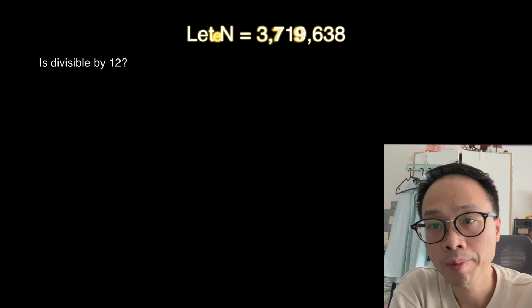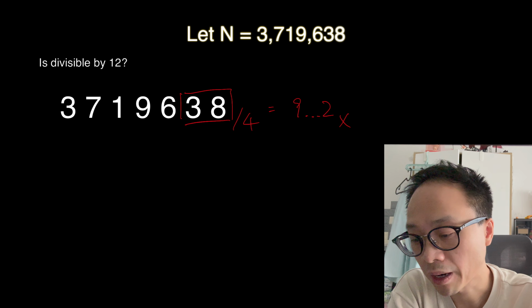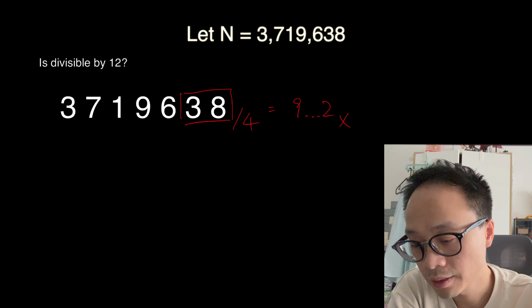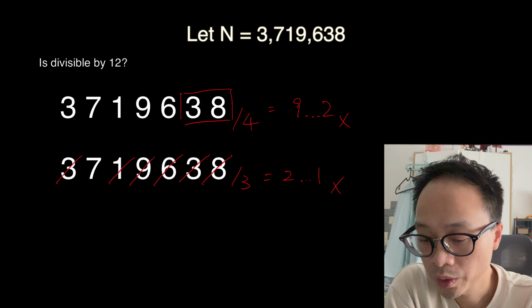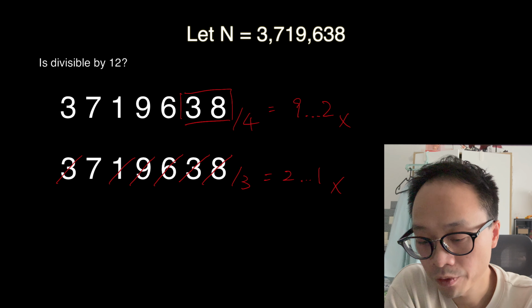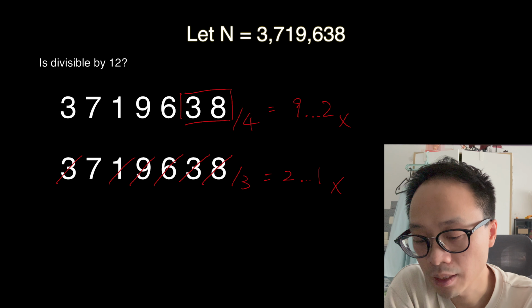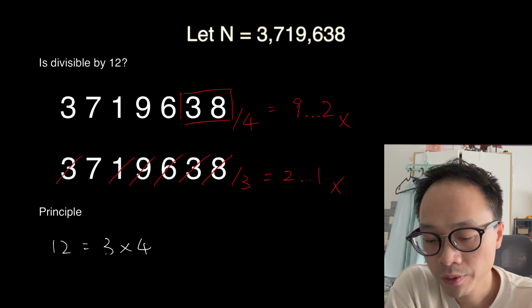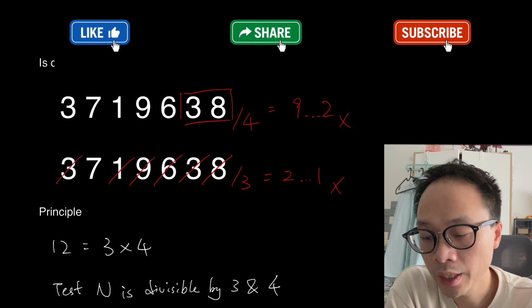Is it divisible by 12? 2 steps. Consider the last 2 digits divided by 4. 38 divided by 4, the remainder is 2. So it's not divisible by 12. And then we cross out all the multiples of 3. 3, 9, 6, 3. 1 plus 8 is 9. So we cross them out. Why? Because 12 is equal to 3 times 4. Then we just need to test whether the number is divisible by 3 and 4.